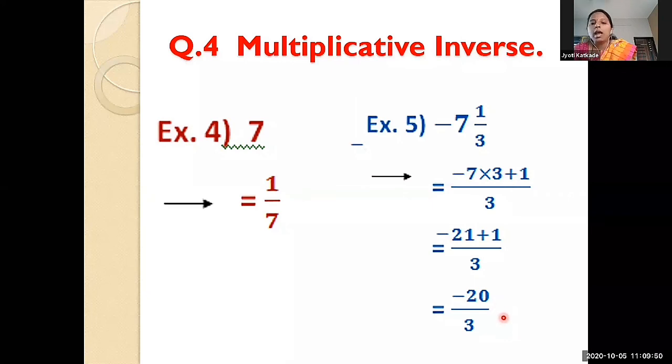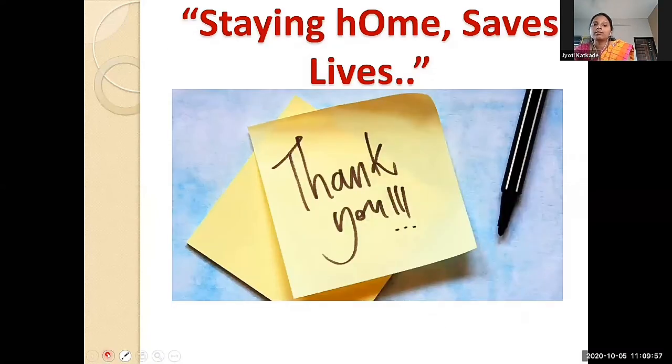Now, do you have any question regarding all this topic? Have all of you understood this topic? Have you any question? Which are the types of numbers? Rational number, natural number, whole number, integers, and rational number. Okay.